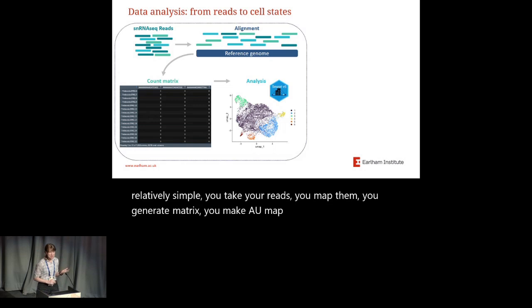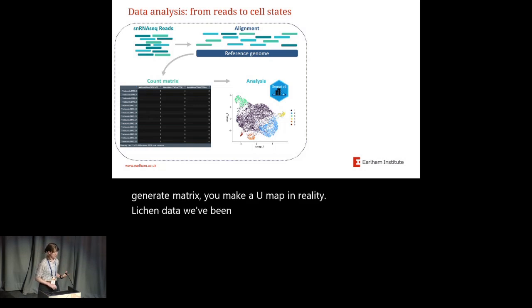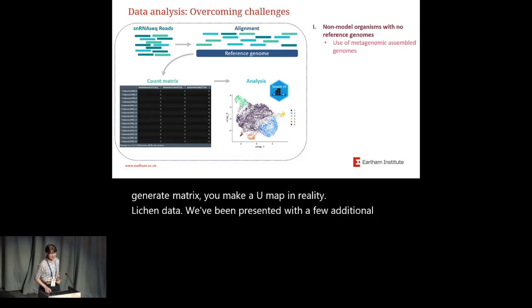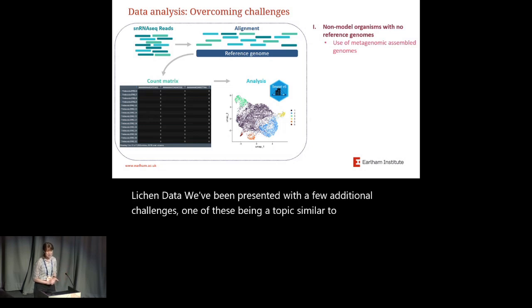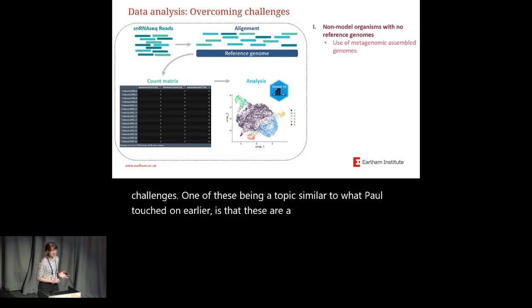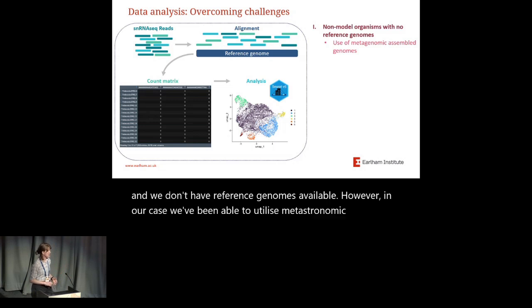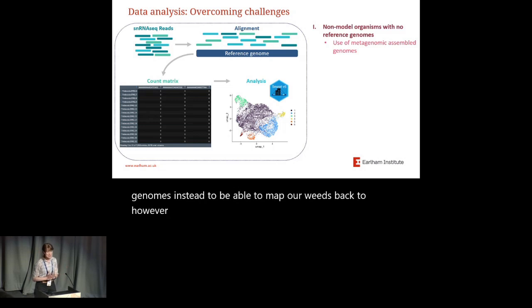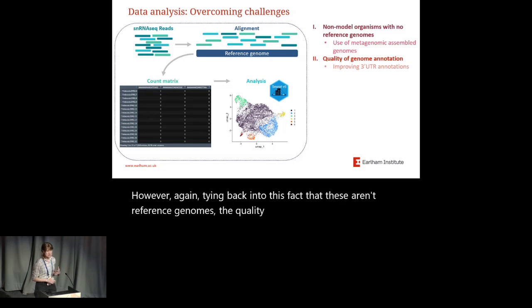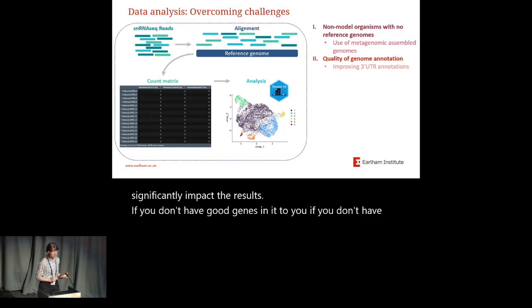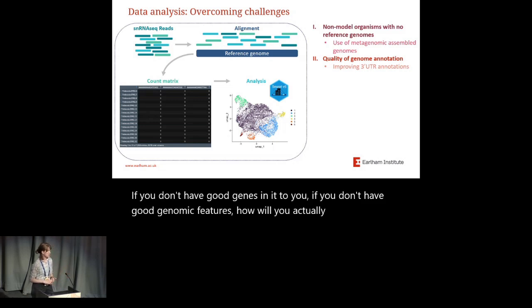In reality, working with the lichen data, we've been presented with a few additional challenges. One of these, similar to what Paul touched on earlier, is that these are non-model organisms and we don't have reference genomes available. However, in our case, we've been able to utilize metagenomic assembled genomes to map our reads back to. Again, because these aren't reference genomes, the quality of genome annotation can significantly impact the results. If you don't have good genes annotated, if you don't have good genomic features, how will you actually know what is being expressed?